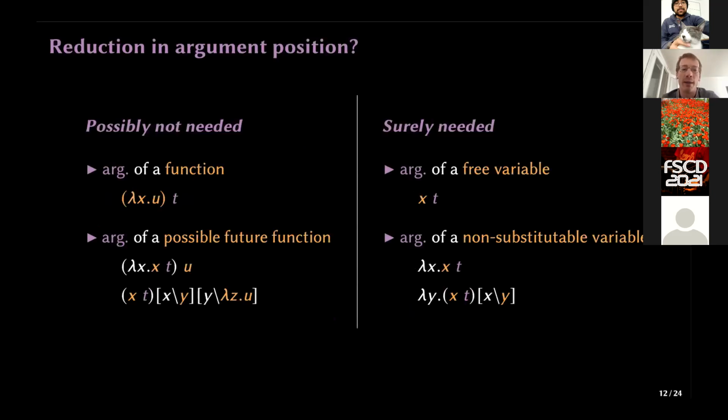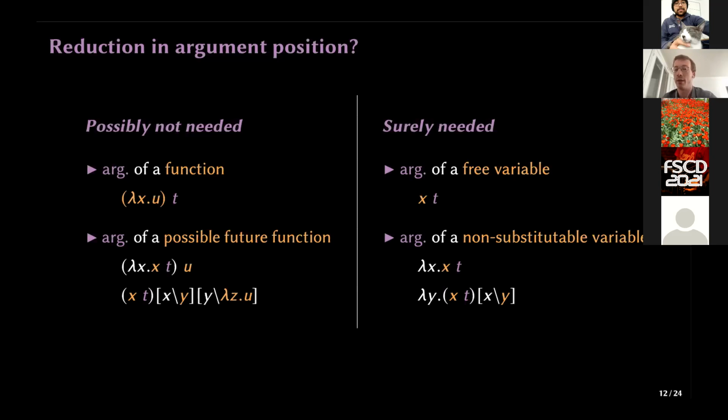So why is that? Remember that if we have a function applied to an argument, it is possible that the function will not use its argument, it will erase it. And so maybe the argument is not needed and it should not be reduced beforehand. And this holds for an argument of a function, but also for the argument of anything that might become a function at some point in the future.